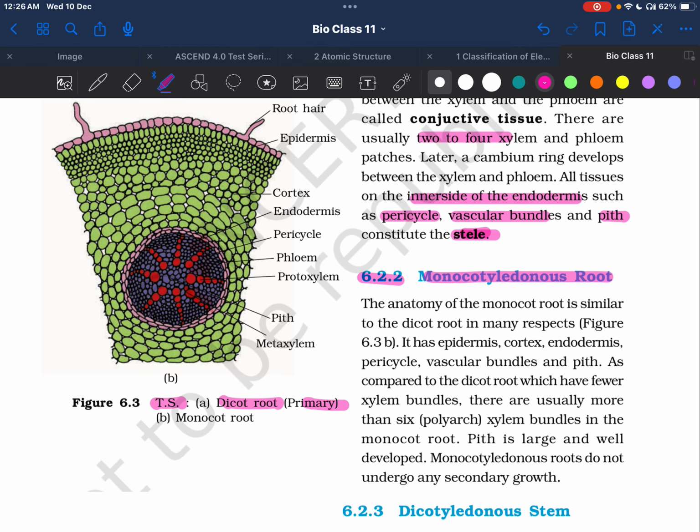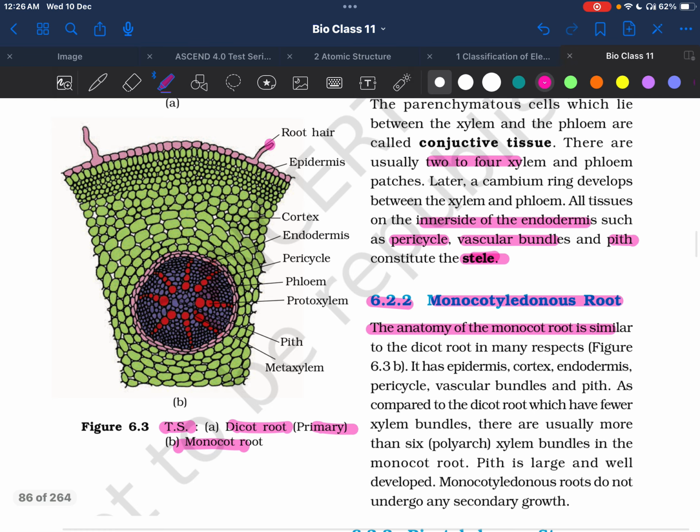6.2.2 Monocotyledonous root. The anatomy of monocot root is similar to the dicot root in many respects. Figure 6.3b, monocot root: root hair, epidermis, cortex, endodermis, pericycle, phloem, protoxylem, and pith, metaxylem. It has epidermis, cortex, endodermis, pericycle, vascular bundles, and pith.